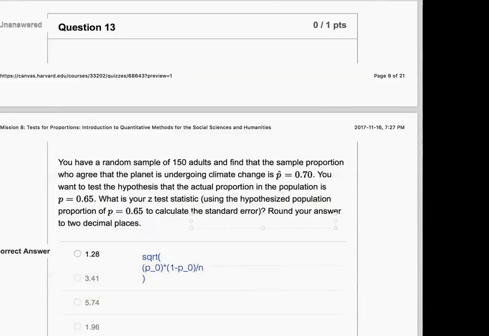Now, what is p naught here? Well, p naught here is going to be 0.65. So p naught is the hypothesized population proportion. So we take 0.65, multiply it by 1 minus 0.65, so 0.65 times 0.35, divide that by 150, our sample size right here. Let me use the highlighter right here.